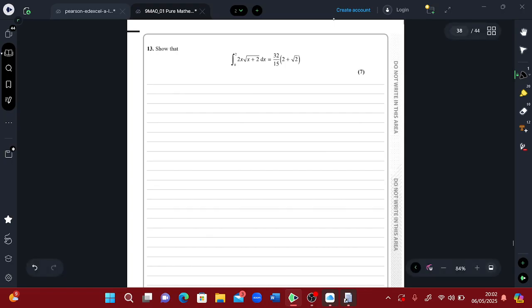So 13. It's just a big old 7 mark integration question. Lovely, lovely, lovely. So let's think of integration techniques. It's simply asking us to integrate this, although I say simply, it's probably going to be complicated for 7 marks. So let's think about it. Obviously we can't use power laws, and we can't use reverse chain rule.